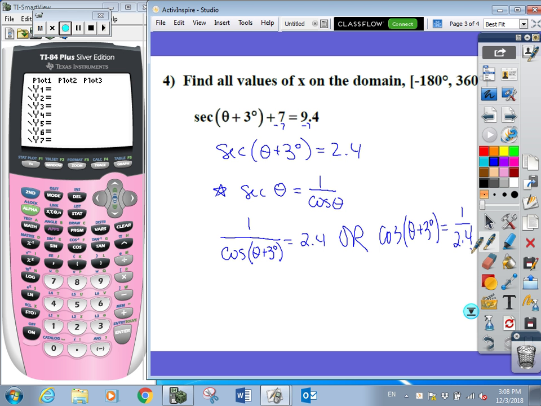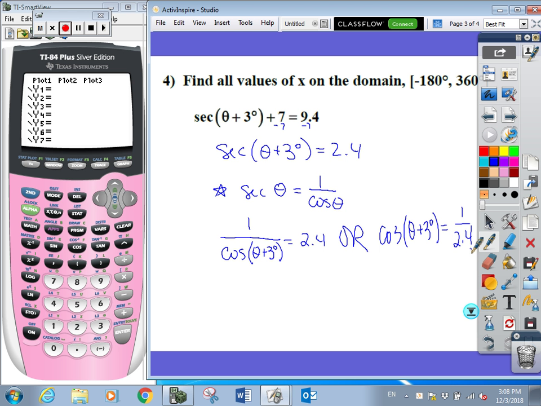Now the graphs are going to look different. 1 over cosine versus cosine, one's going to look like the parabola is kind of going up and down, and the other one's going to be a regular cosine graph. But both of those mean the same. Either we change this to 1 over cosine, or if we take the reciprocal of one side, we take the reciprocal of the other. Either way works.